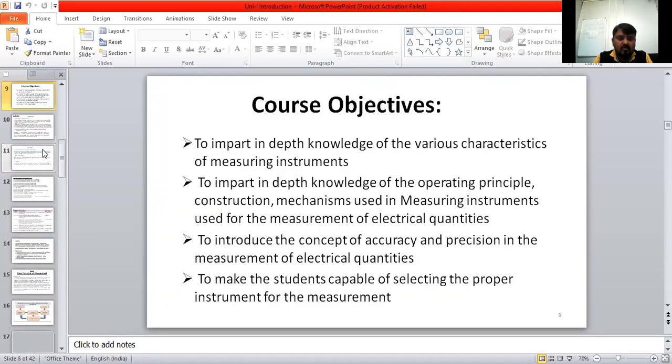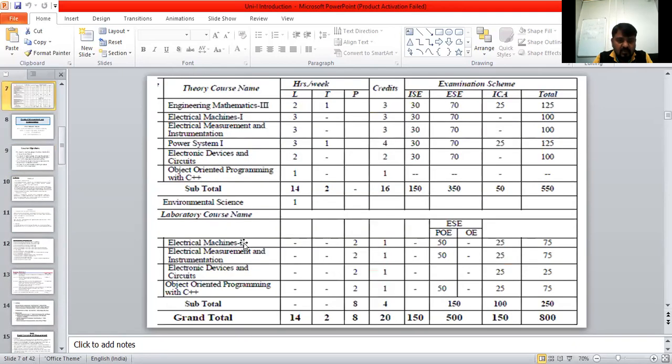Before discussing that, the lab course is Electrical Measurement and Instrumentation. Practical will be weekly, 2 hours. There is 1 credit for this subject's practical, with 50 marks for the practical oral examination and 25 marks for ICA, internal continuous assessment. So for the practical, a total of 75 marks are there.